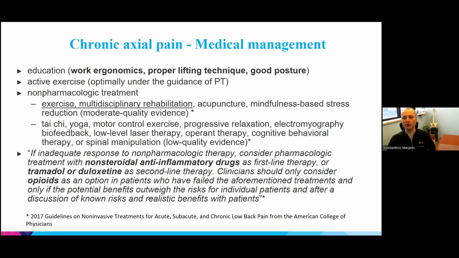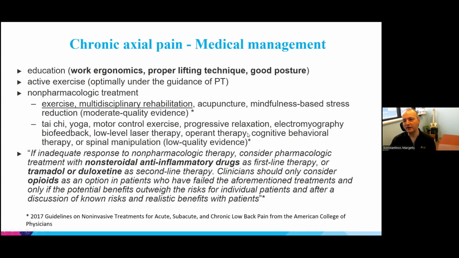There are also some non-pharmacological treatments. Some of them have moderate quality evidence, like, again, exercise and rehabilitation. And there are some other alternative treatments that have very low quality evidence about their efficacy. Now, the good thing with these treatments is that they're usually safe. So for many of them, if the patients want to proceed, I will not have an objection if they want to give it a try. But I'm not really convinced that they have a high level of effectiveness to make me refer them for something like that. What I definitely believe in is the value of physical therapy.